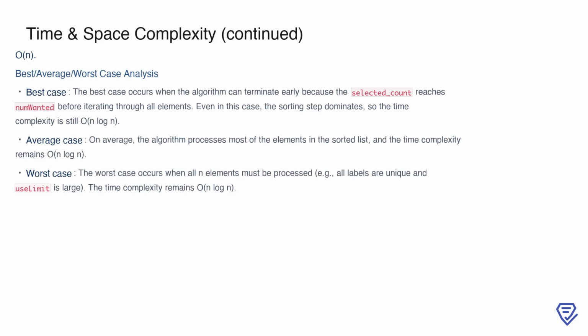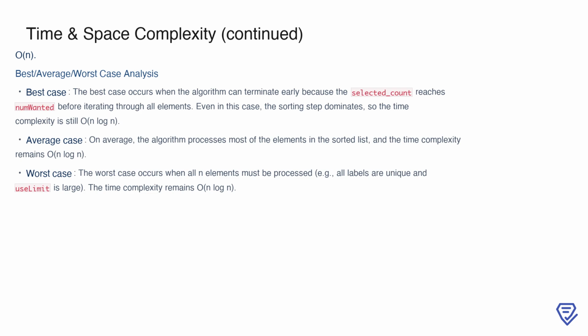Now, let's consider the best, average, and worst cases for this algorithm. In the best case scenario, the algorithm might terminate early if the selected_count reaches number wanted before all elements are processed. However, since the sorting step is always required, the time complexity remains O(n log n), regardless. In the average case, the algorithm processes a significant portion of the sorted list, and the time complexity similarly stays at O(n log n).